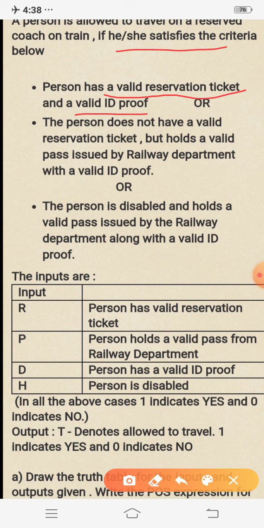Now look at here, what are we using for valid ID proof? D. And for a valid reservation ticket, R. That means first combination will be R is equal to 1 and D is equal to 1 for first.